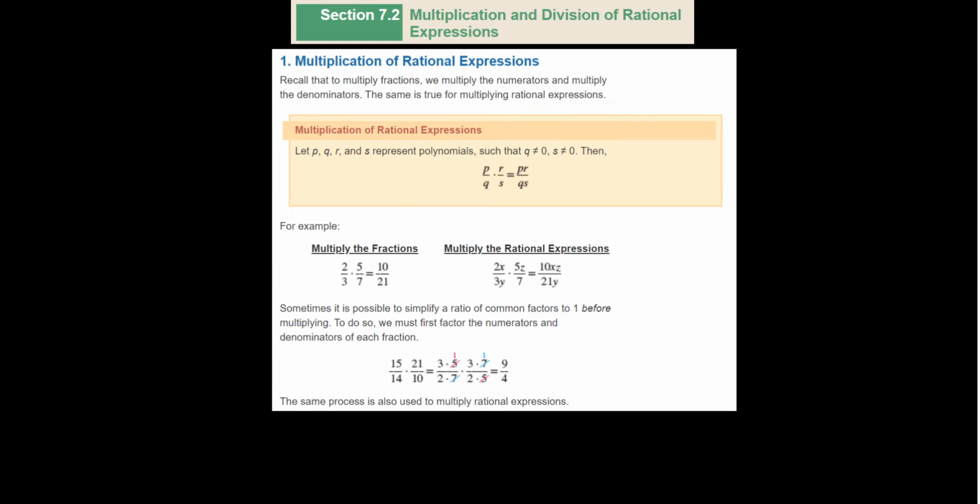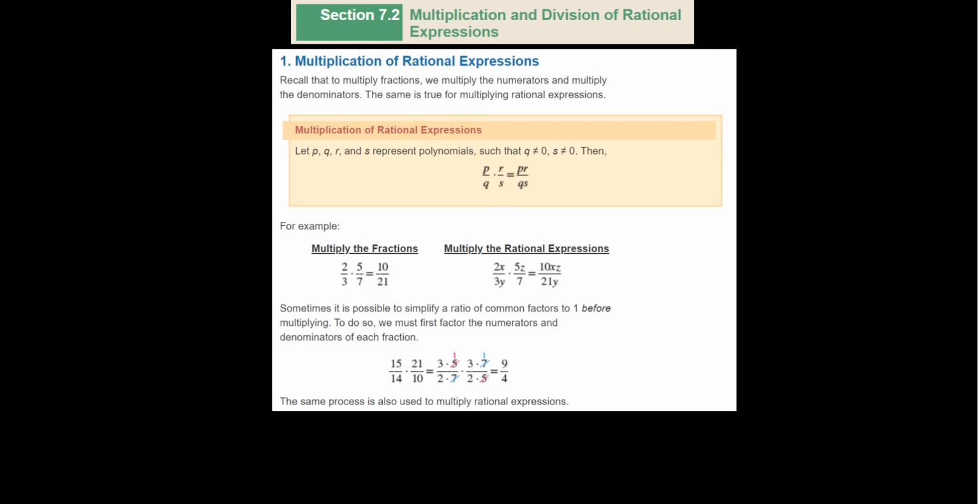Alright, so recall that to multiply fractions, we multiply the numerators and multiply the denominators. The same is true for multiplying rational expressions. So real quick, we see it here: 2/3 times 5/7. Well, we essentially just multiply the numerators, so 2 times 5 is 10, and then 3 times 7 is 21. And then we're saying that it's essentially the same thing with rational expressions.